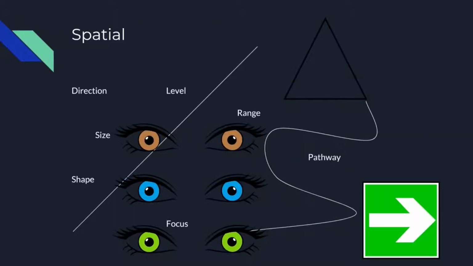Spatial elements include direction: forward, sideward, backward, diagonal; level: high, medium, and low; range: near and far; size: big and little; pathway: curved, straight, or angular; shape: narrow, wide, angular, circular, straight; and focus: the direction in which your eyes are looking.